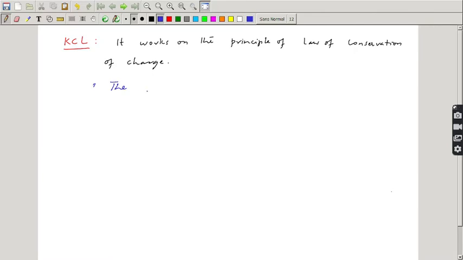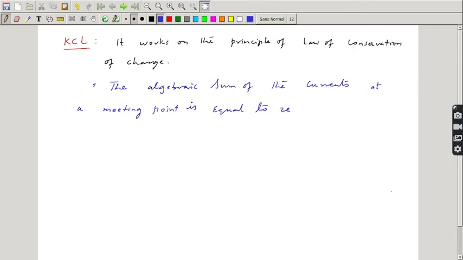The algebraic sum of the currents at a meeting point is equal to 0.